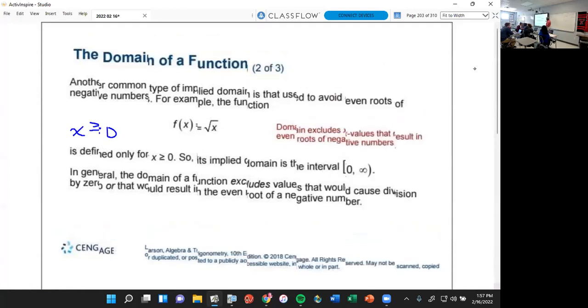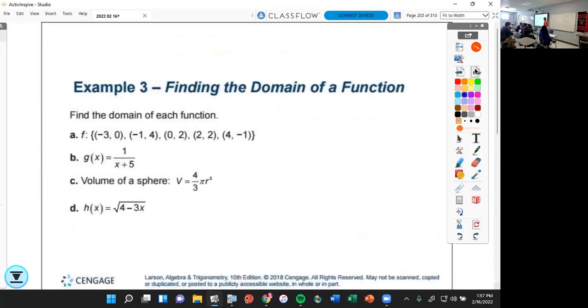Okay, moving on. Seven different numbers and three different variables. Letter A, it's simple. What's the domain? Letter A, what is the domain? -3, -1, 0, 2, and 4, right? That's it.